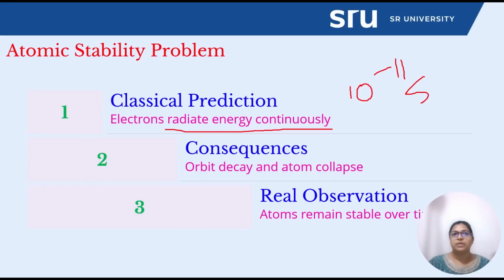So we can say that the atomic stability problem is a classical example of how empirical observation can challenge well-established theory, promoting revolutionary advances in physics. It demonstrates the need to move beyond classical frameworks and embrace quantum mechanics to understand the microscopic world.